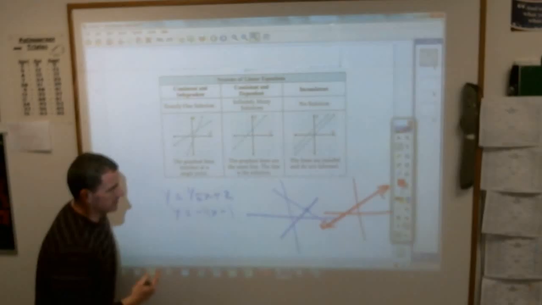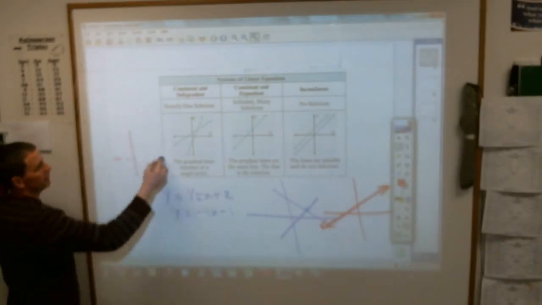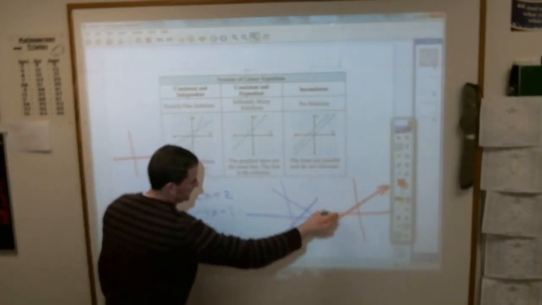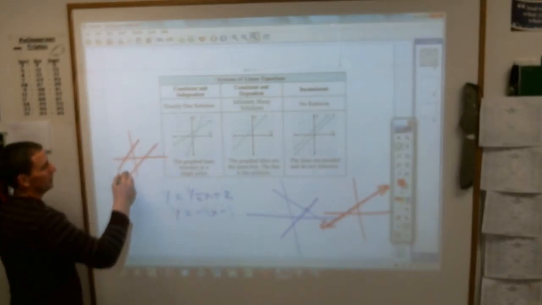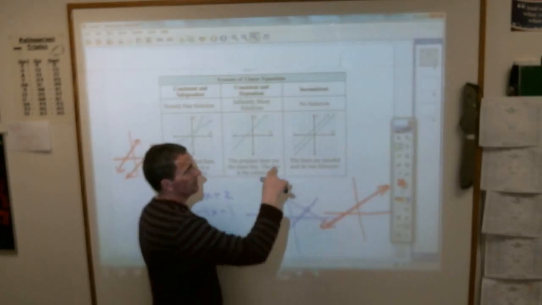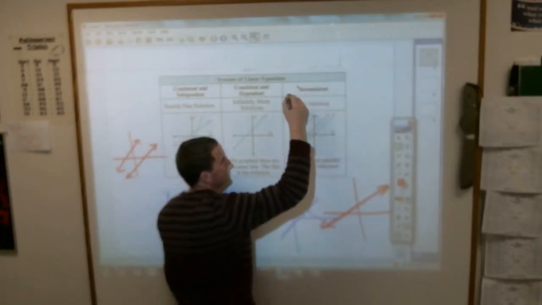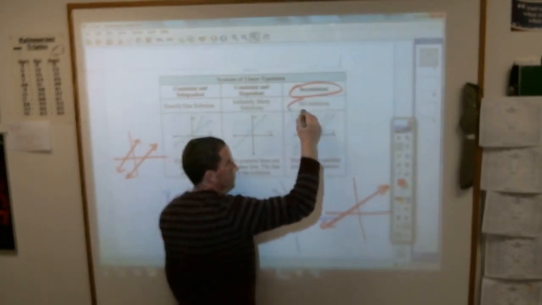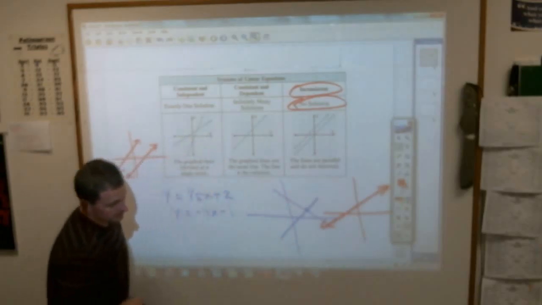And your third choice is the lines will never cross. They cross once, they're the same line, or they never cross, they're parallel. You look and their slopes are the same, but they have different y-intercepts. That is this one, and it's called inconsistent, and there are no solutions.